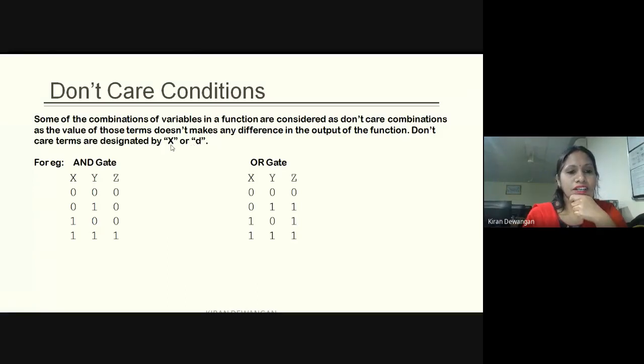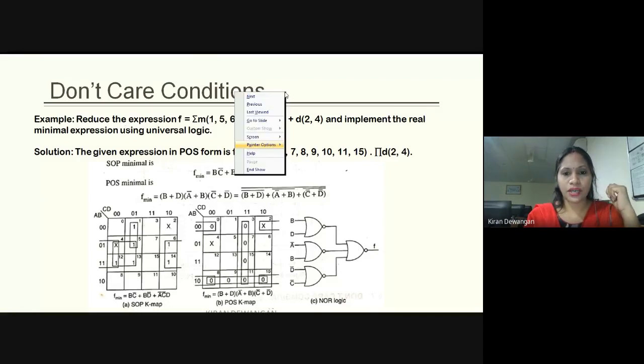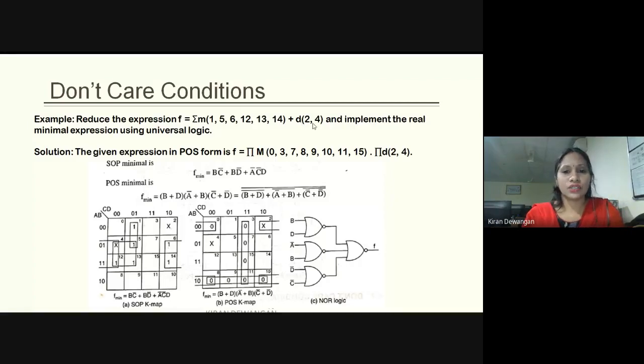Yes. Now we need to know the don't care combinations. They are designated by X or d, that is a small d or a capital X. So whenever we get a don't care term, it will always be designated by either a small d or a capital X. Now we'll see how we implement the don't care condition in an example. Reduce the expression f equals summation m 1, 5, 6, 12, 13, 14 plus d 2, 4.